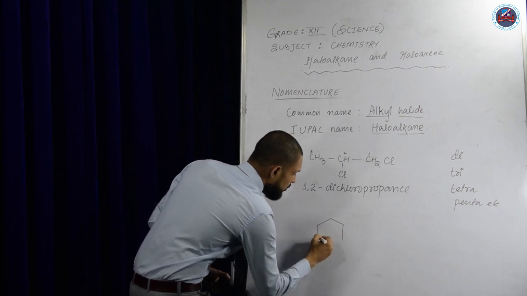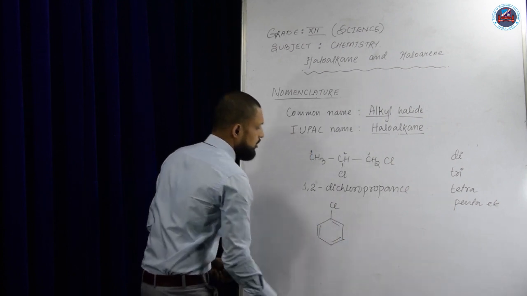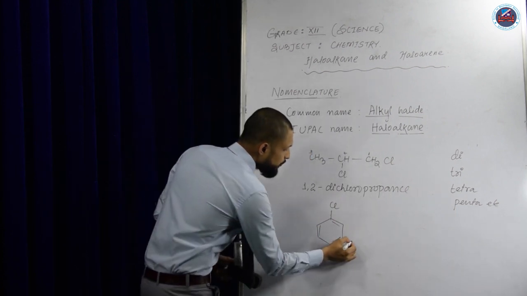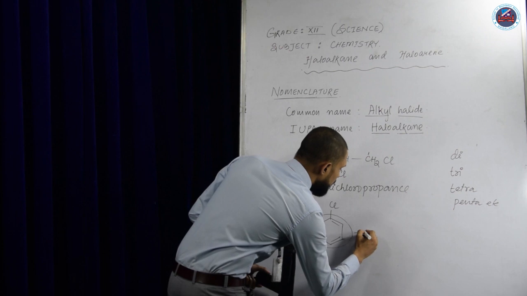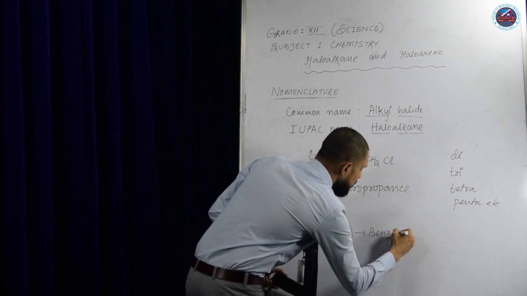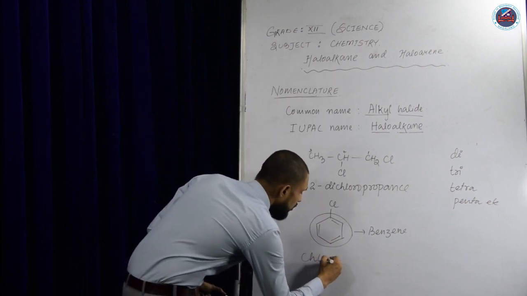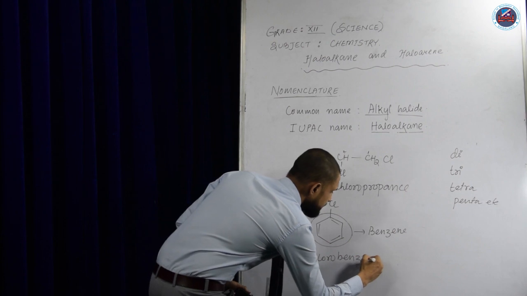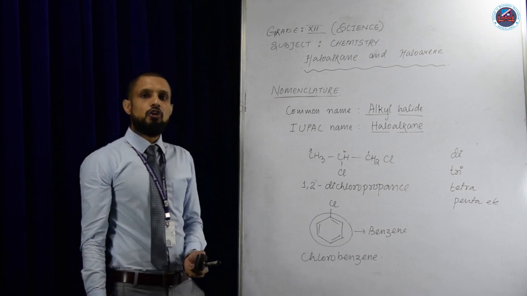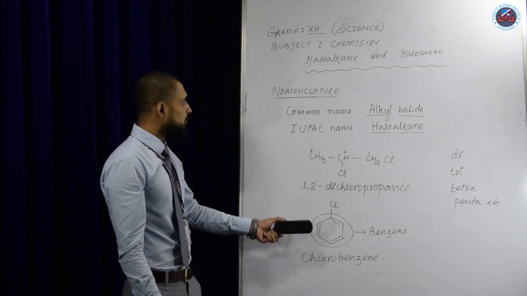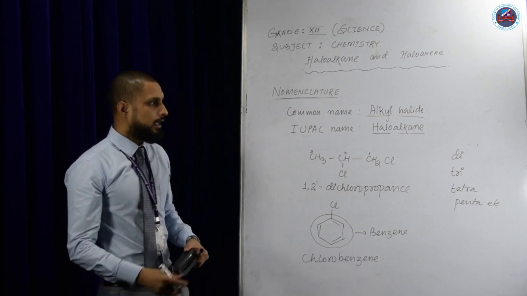Next example. You can see here, this is an aromatic compound, and the name of this aromatic compound is benzene. So what will be the IUPAC name for this compound? It's chlorobenzene. You can take some more compounds from the textbook and practice the nomenclature. So next we'll see the preparation of haloalkane.